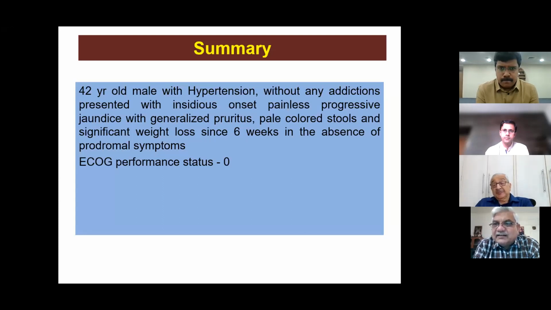So you better reason it out then. You have reasons for it? Absence of prodromal symptoms, sir. Okay. No history of intake of CAM, any alternative medication. Good. The progressive weight loss, sir. There's a significant weight loss.